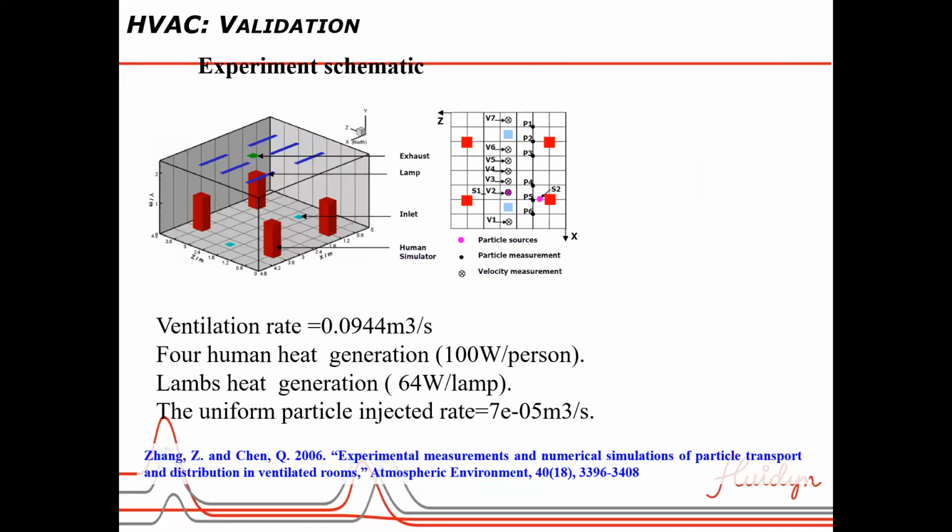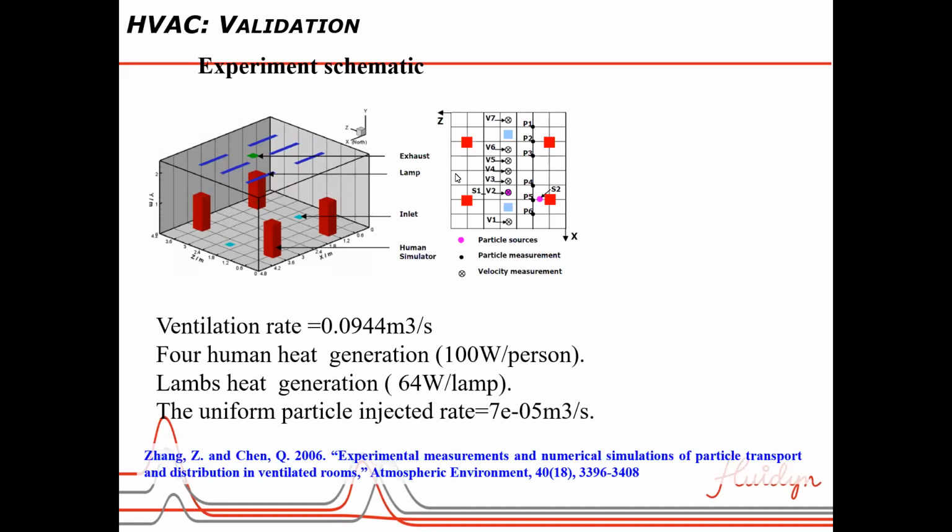Related to HVAC, one case which we did for validation was this particular case where we have the ventilation rate as this much meter cube per second as the input. Apart from that, some human sources also we have considered, and the heat generation from lamps, say this many watts each lamp is emitting. In addition, some particles also we have injected. This is basically a passive scalar.